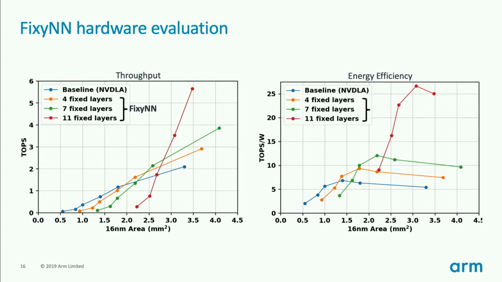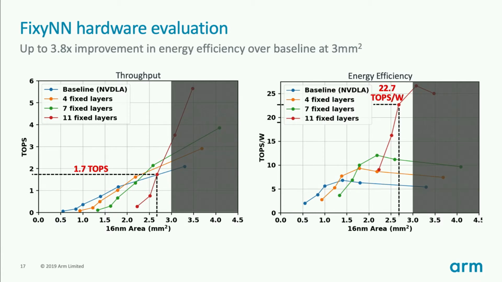Now, the orange line was for 4 fixed layers. We can add bigger fixed feature extractors. They add more area, but they also add more performance and increase the energy efficiency significantly. And this gives a design space of choices, but in practice, for mobile platforms, the chip area is a very important constraint because it adds a lot of cost to the device. So we've imposed a slightly arbitrary constraint of a 3 millimeters squared area. And we can then pick the best designs that have less than 3 millimeters square area.